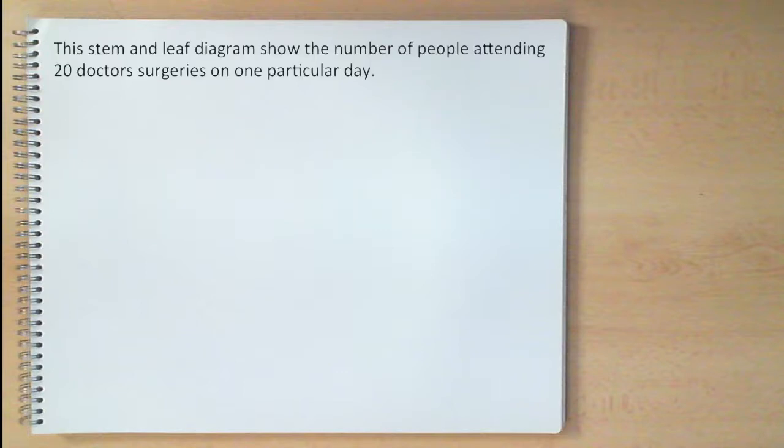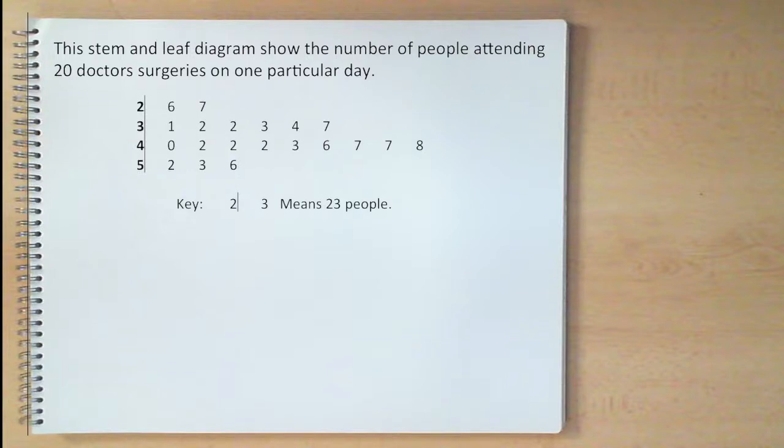Let's have a look at an example and show you how we build them. So this particular stem and leaf diagram is going to show the number of people attending a load of different doctor surgeries on one particular day. So let's have a look at this and see if we can work out how this is built up.